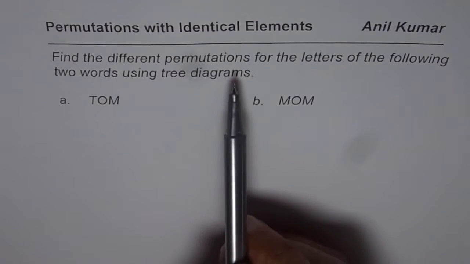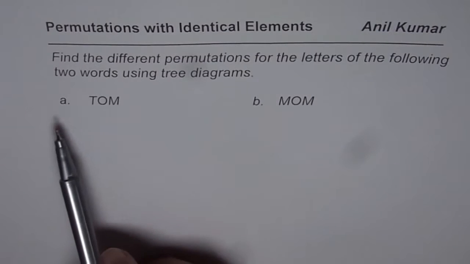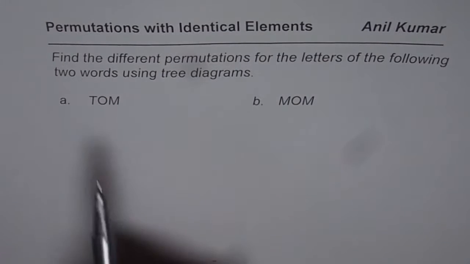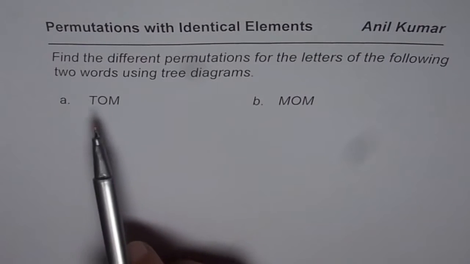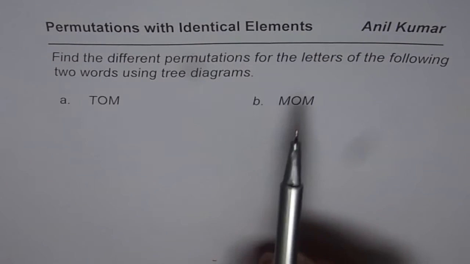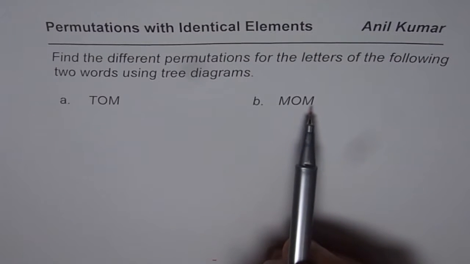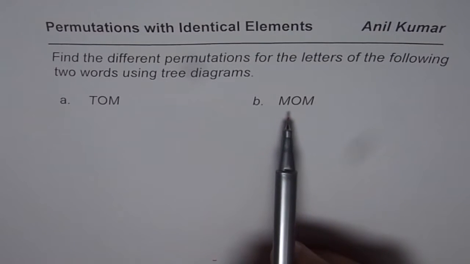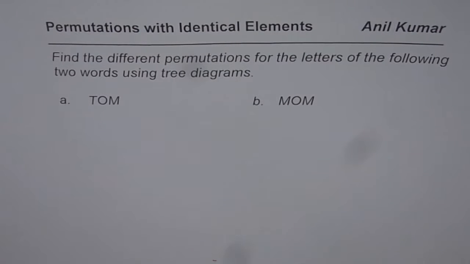Find the different permutations for the letters of the following two words using tree diagrams. So we have the word TOM, and another one, MOM. Both these words have three letters, but here is a difference. These three letters are unique, and here we have two repeating elements, which are M and M, right? So we have identical elements here in the second case. Let us see how the permutations are different for these two cases.